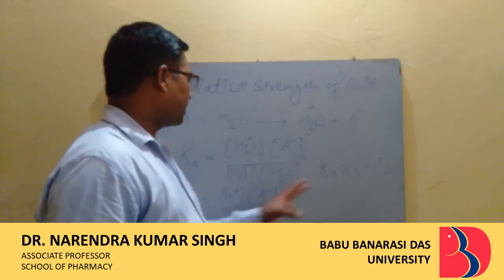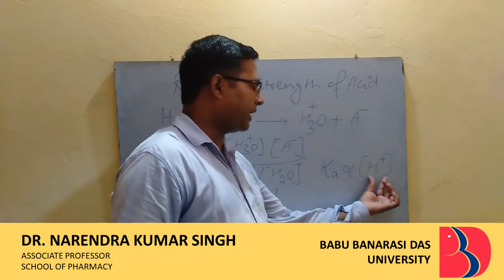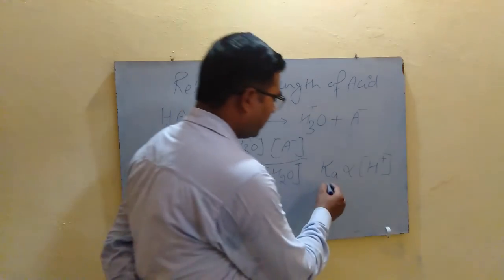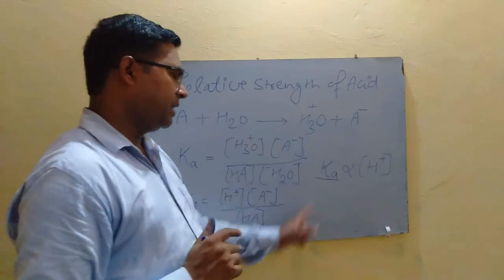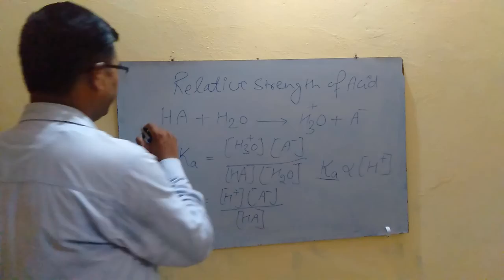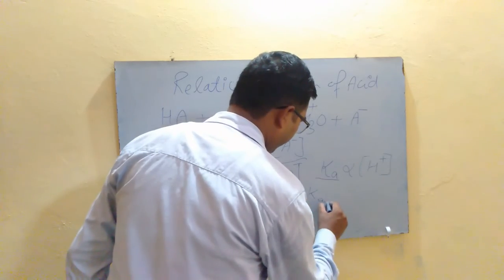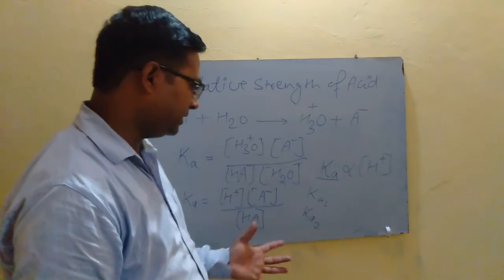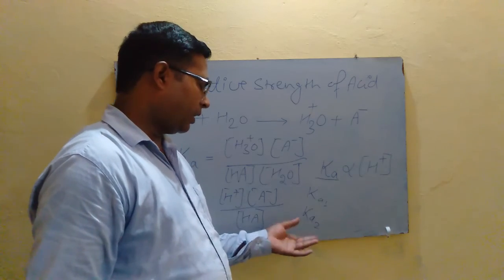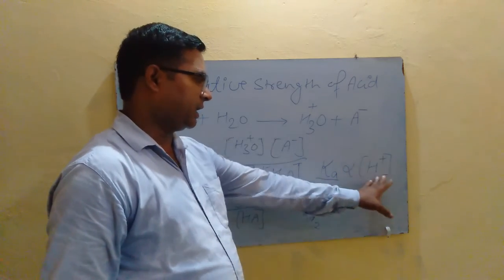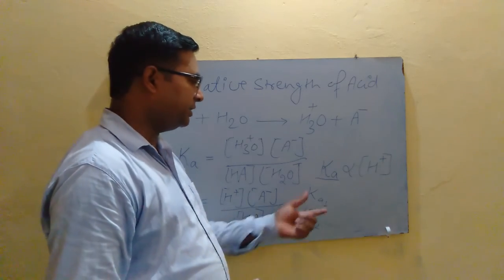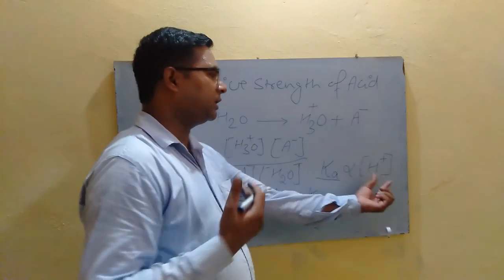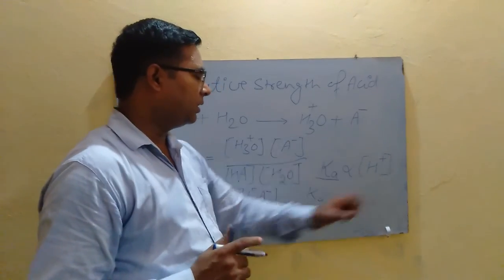So the Ka value for a particular acid depends upon the concentration of H ion in the solution. As the H ion concentration in the solution increases, Ka of a particular acid also increases. If two acids have different Ka values, that is Ka1 and Ka2, the stronger acid will be the one which has the higher Ka value, and this Ka value depends upon the concentration of H ion. So indirectly we can say that the acidity or relative strength of an acid depends upon the concentration of H ion produced by the acid in the solution.